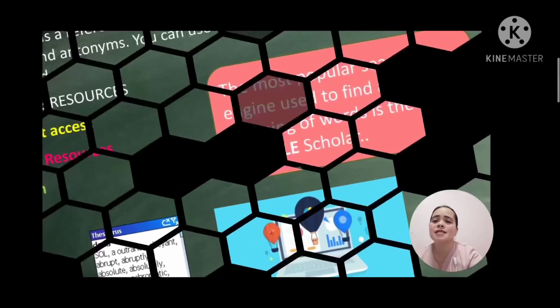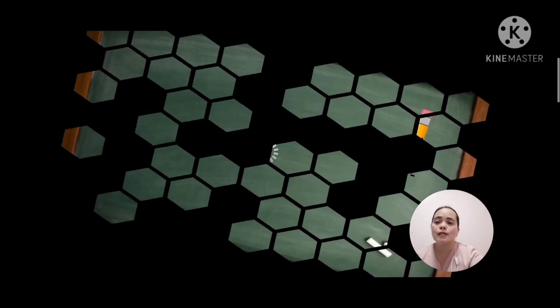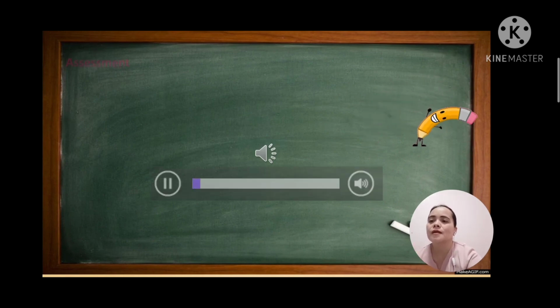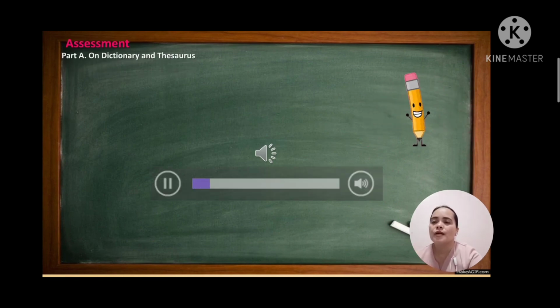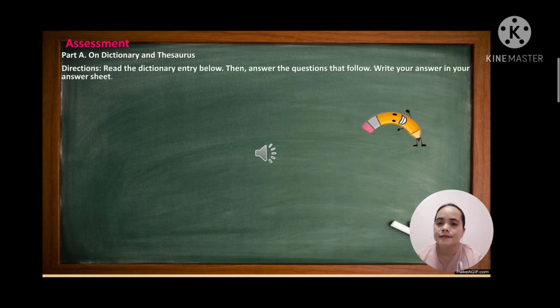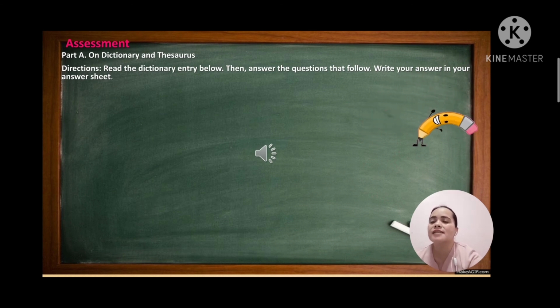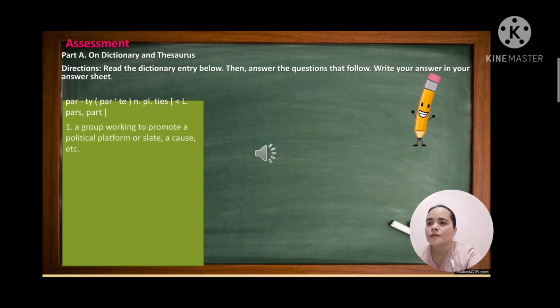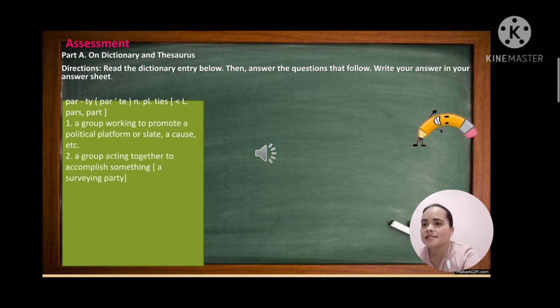Okay, now let's proceed to quiz time. So, part A. Read the dictionary entry below, then answer the questions that follow. Write your answer in your answer sheet. Okay, so here's the entry. The word is party. It has several meanings.